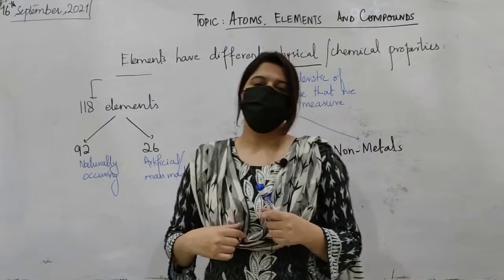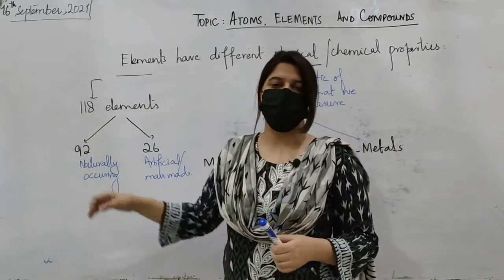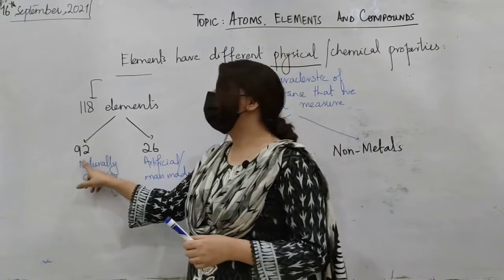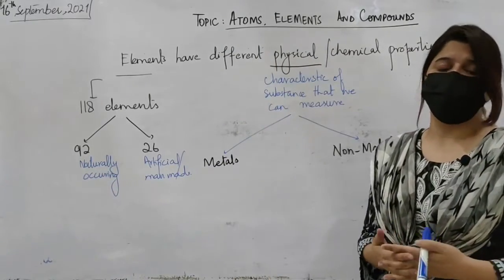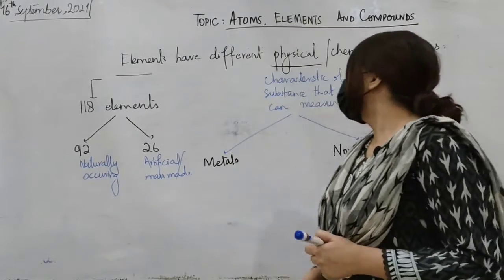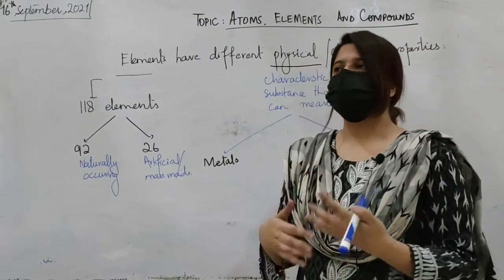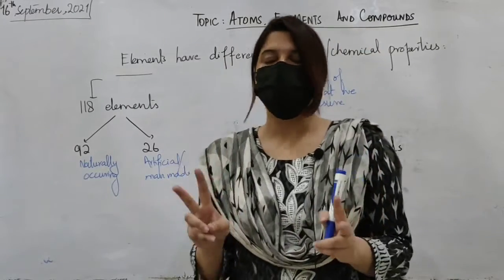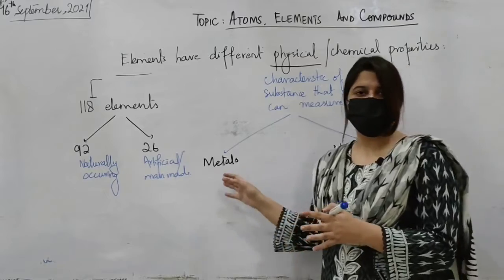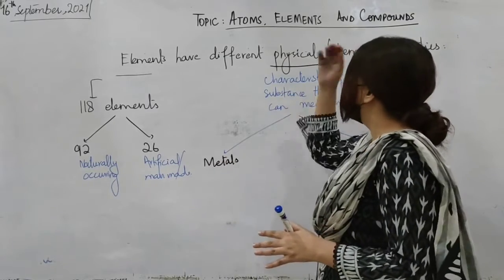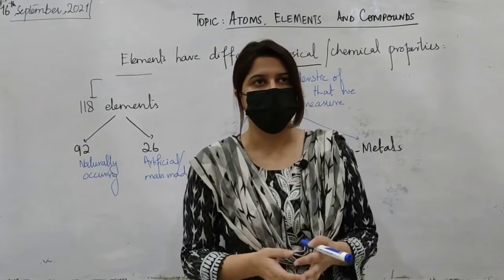Right? So as we have discussed, there are a total of 118 elements present on the earth, out of which 92 are naturally present and 26 are artificial or man-made, made by the scientists. On the basis of their different physical and chemical properties, elements are divided into two simpler classes, that are metals and non-metals. Before discussing metals and non-metals, you have to understand what the physical properties are and what the chemical properties are.